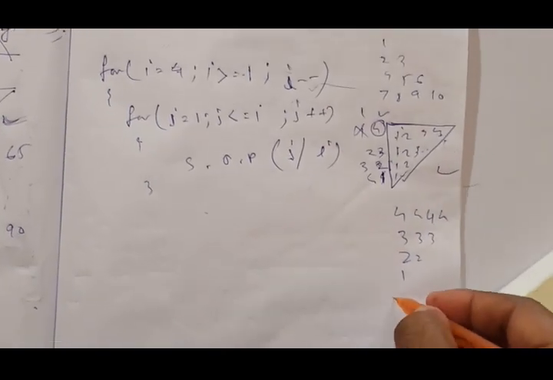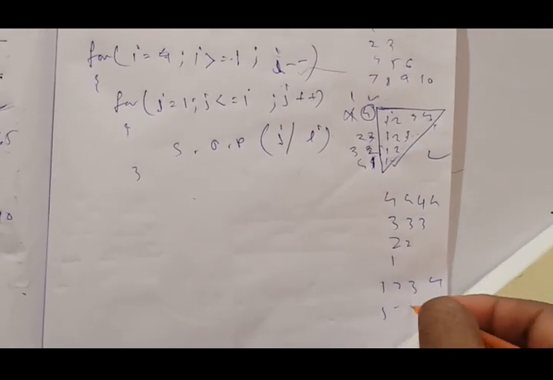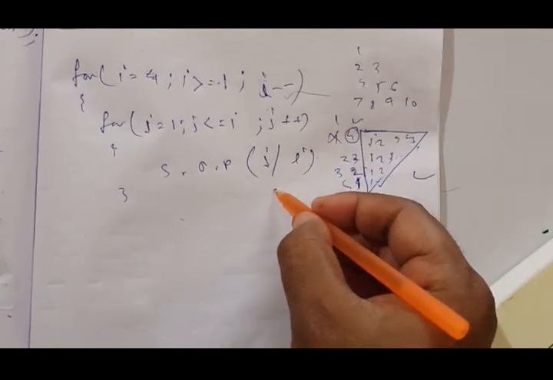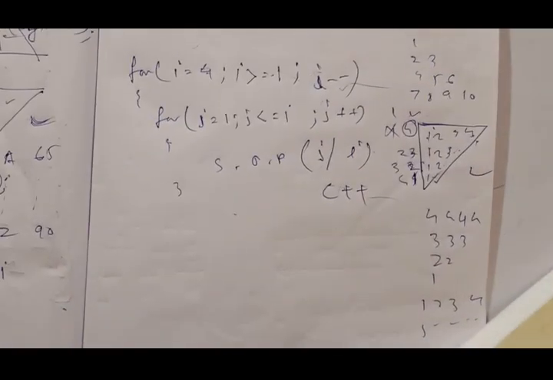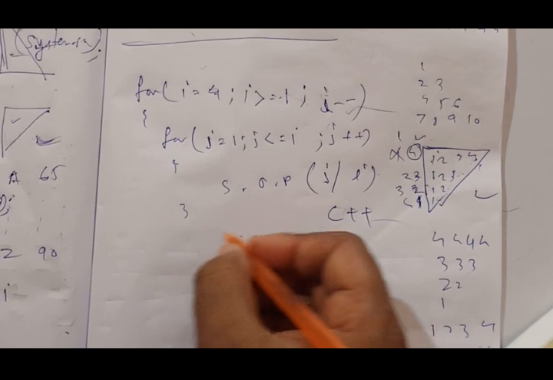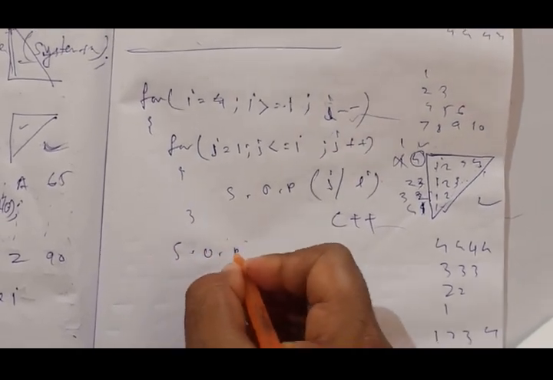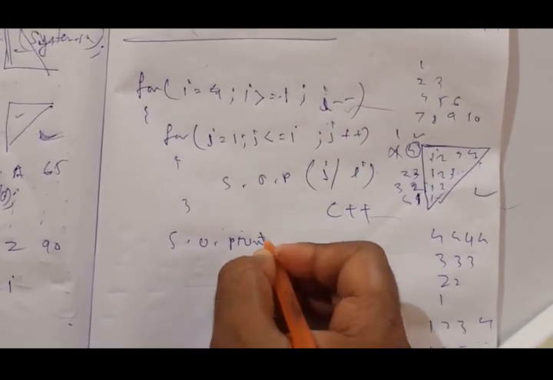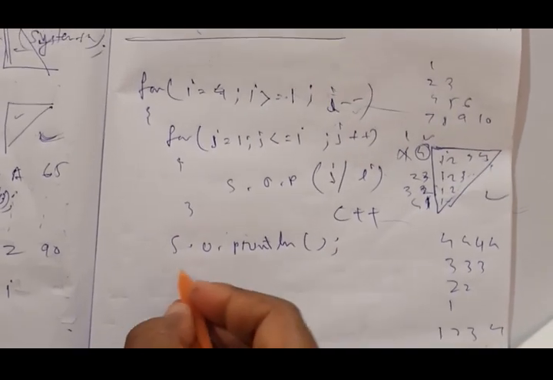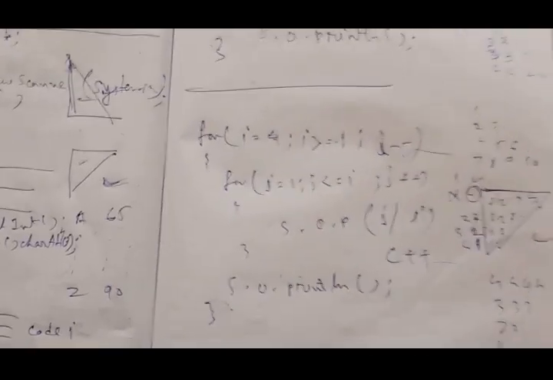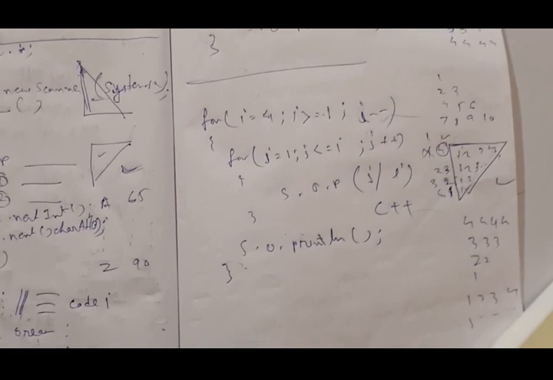Okay, and similarly 1 2 3 4 5 6 7 8, for this case you use c plus plus. Okay, and System.out.println for the next line. That's the for loop close. These are the patterns present over here.